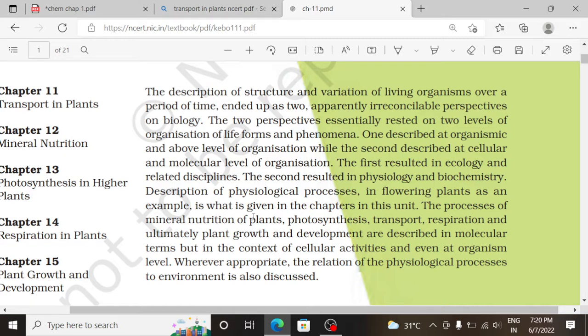Description of physiological processes in flowering plants as an example is what is given in the chapters in this unit. The processes of mineral nutrition of plants, photosynthesis, transport, respiration, and ultimately plant growth and development are described in molecular terms. But in the context of cellular activities and even at organism level, wherever appropriate, the relation of physiological processes to the environment is also discussed.